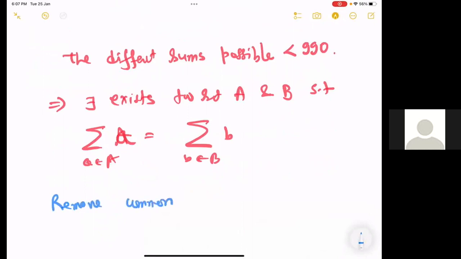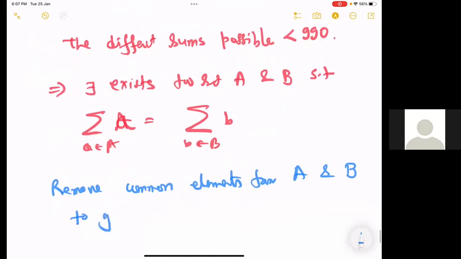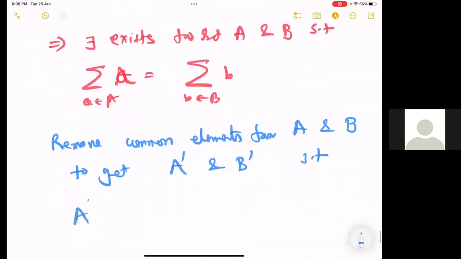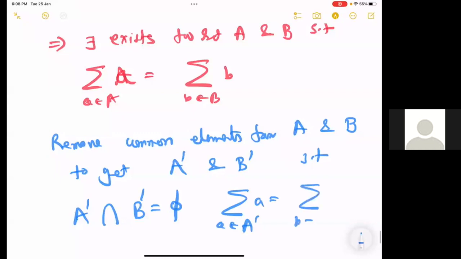common elements from A and B to get A prime and B prime such that A prime intersect B prime is empty and the summation over a belonging to A prime of a is equal to the summation over b belonging to B prime of b.